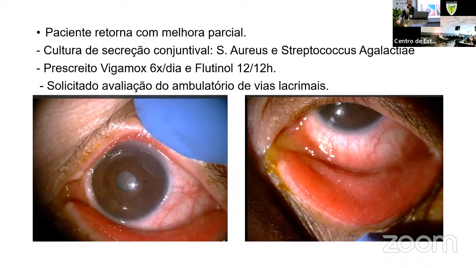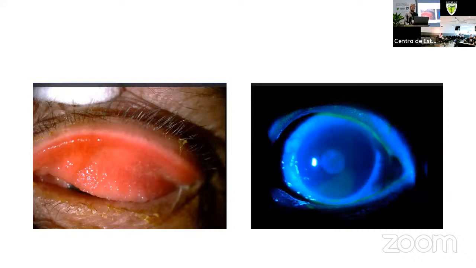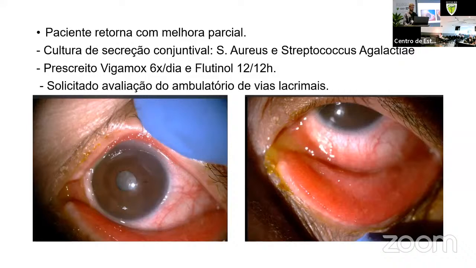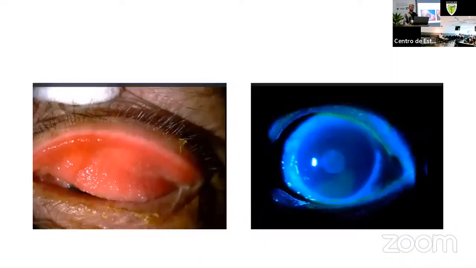which is a weak corticosteroid, twice a day. And we asked the Vias Lacrimais department to make an evaluation. That's the picture of the patient on this day. We can see there is still a red eye. We can see there is still reaction in the conjunctiva, but much less secretion. And she also had keratitis, punctate keratitis inferiorly.